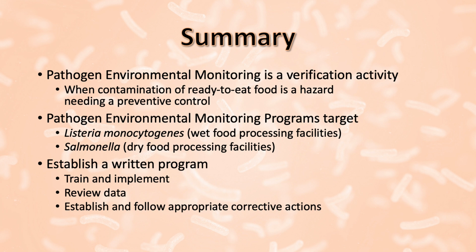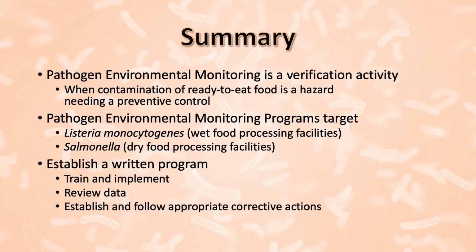In summary, a pathogen environmental monitoring program is an important verification activity for sanitation preventive controls and a part of a food safety plan when contamination of ready-to-eat food is a hazard needing a preventive control. This is often when a ready-to-eat food is exposed to the environment after a kill step and before final packaging. Pathogen environmental monitoring programs target Listeria monocytogenes in wet food processing facilities and Salmonella in dry food processing facilities.